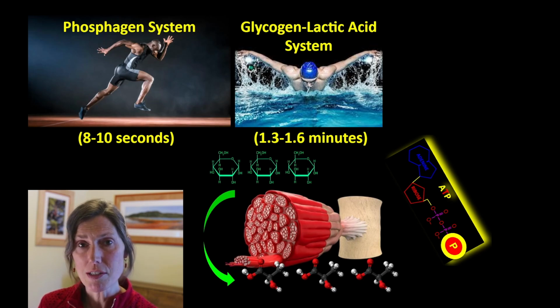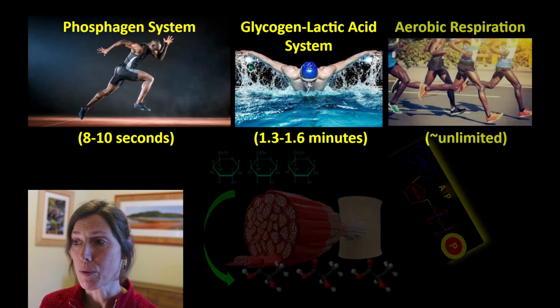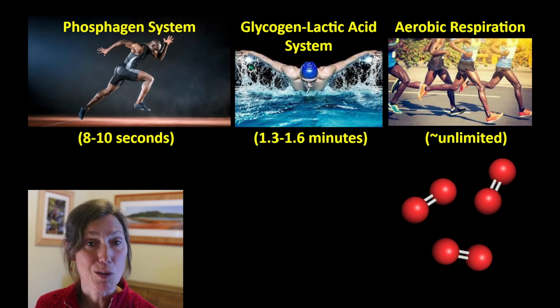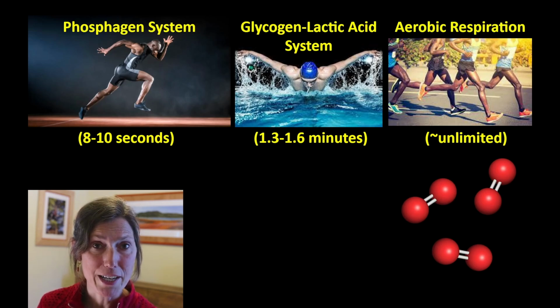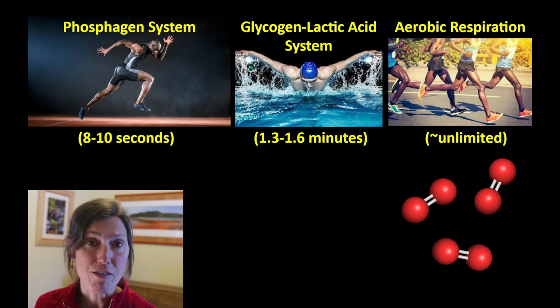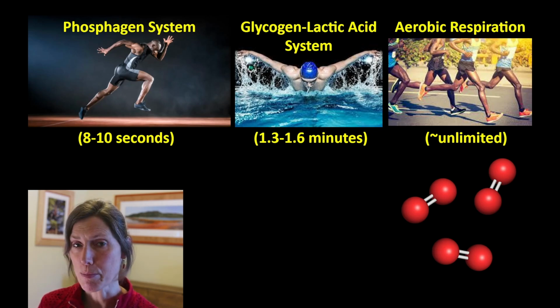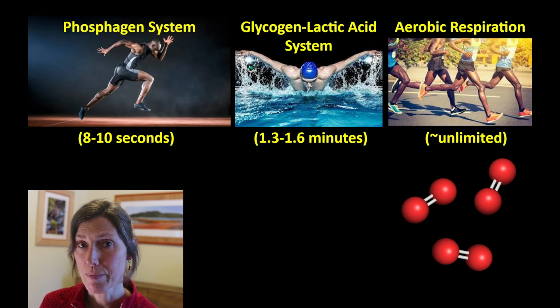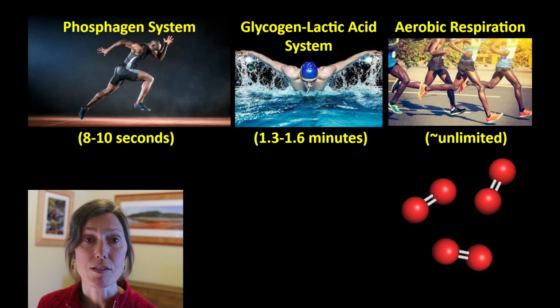So how does this then compare to aerobic respiration? Well, aerobic respiration, as the name implies, requires the presence of oxygen, because oxygen is the final electron acceptor in the mitochondria, at the end of the electron transport chain. But this is a slower process, the advantage of it being that it lasts much longer than either the phosphagen or the glycogen-lactic acid systems.